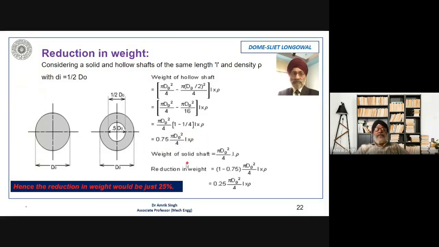So it is like this. The weight of the hollow shaft is 0.75 of the weight of the solid shaft, so it gives a 25% reduction in weight. That means this center portion, which is carrying a very small stress or almost zero at the center, we can take out and make the shaft hollow. At the same time it is more economical, we can transmit more torque, and the shaft will be less costly.